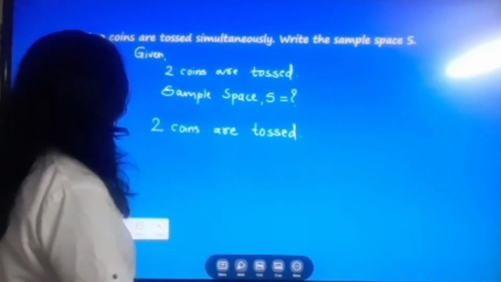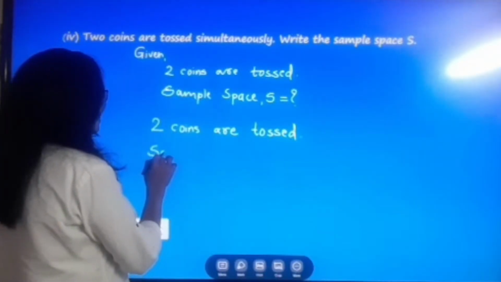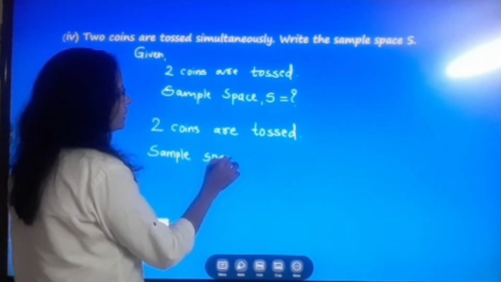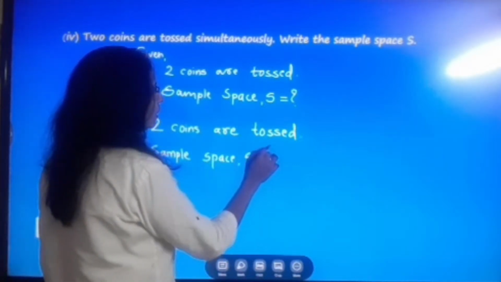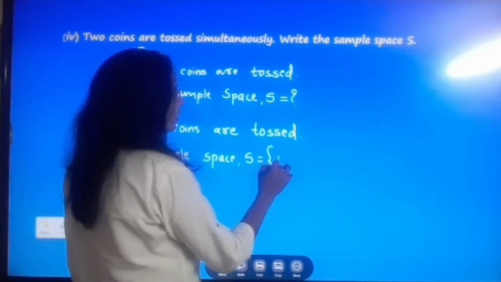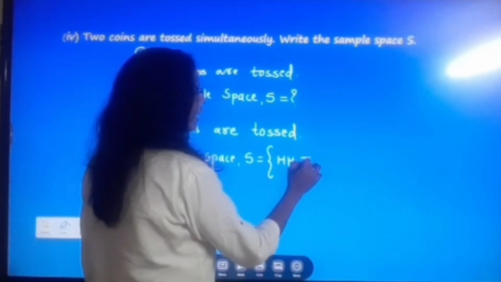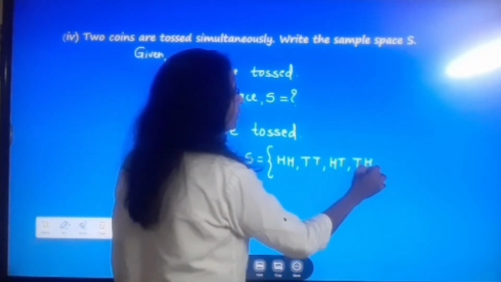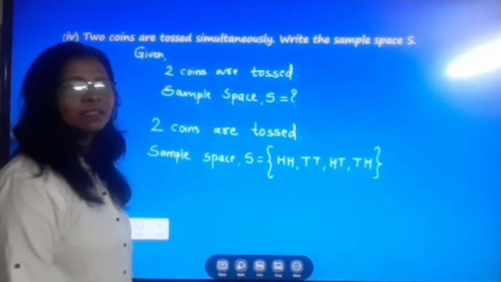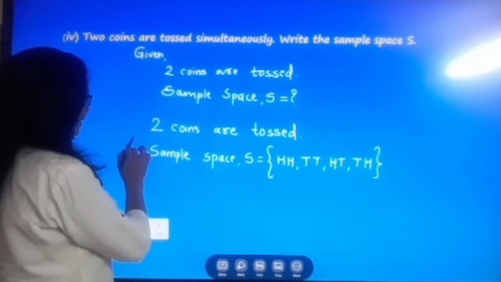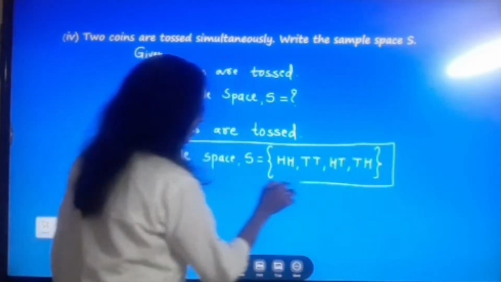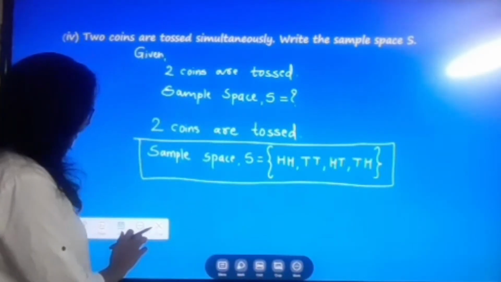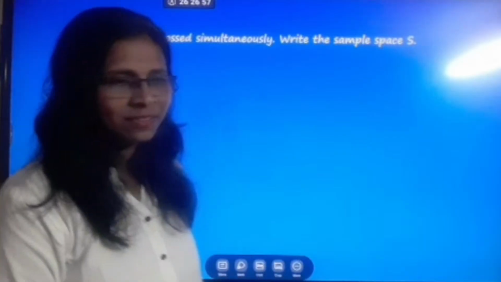So that means here students, the sample space S is equal to, that means here head, tail, then head, and tail. Okay, this is our final answer. Okay students, next one example.